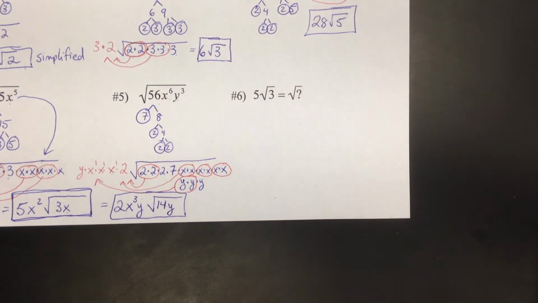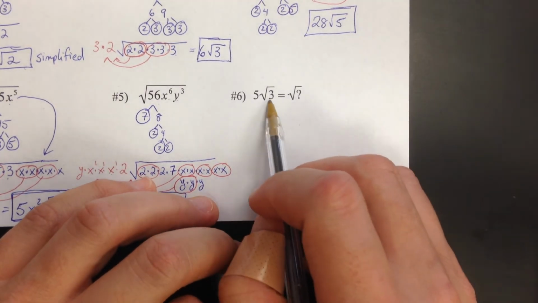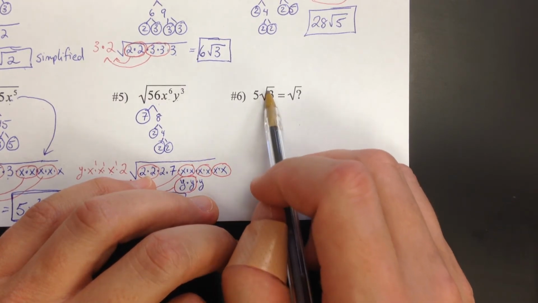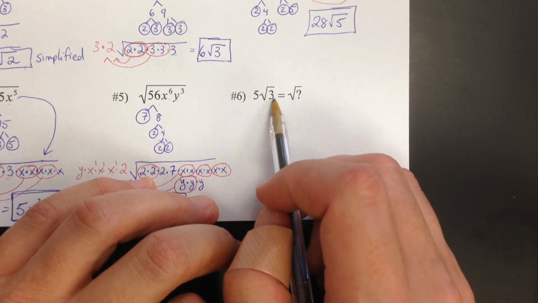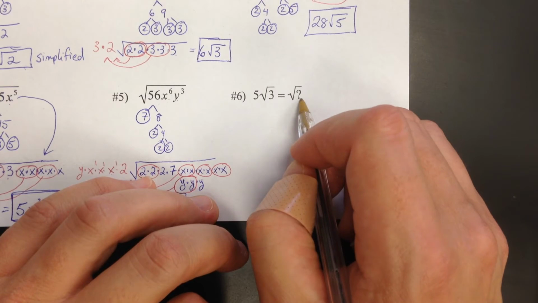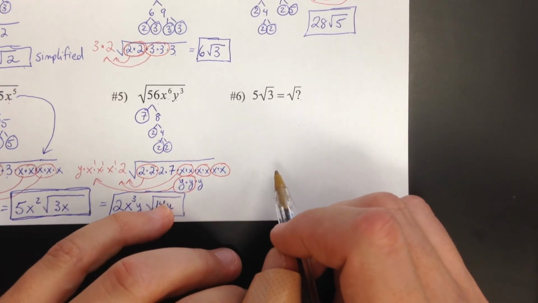Let's do one more here, number 6. And this is an interesting problem. They give us the simplified situation. This is 5 square root 3. That's already simplified because you can't break down the 3 and there's not another 3 underneath. The question is, what was the original number before we simplified it? So what we're going to do is work backwards.